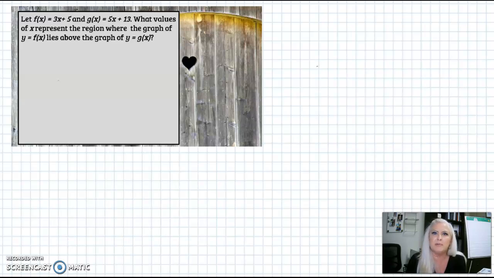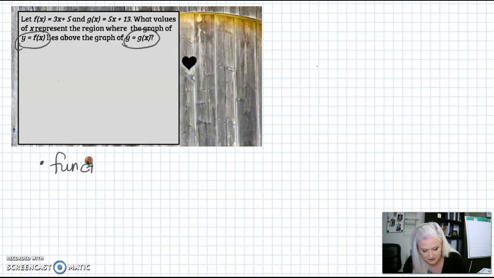So I read through the problem once, and one thing that sticks out to me is that I have y equals f of x and y equals g of x in my problem. That's something that's written in what we would call function notation. They're telling me that y is equal to a function f of x, and y is equal to a function g of x. We give them different letters just because they represent two different equations.